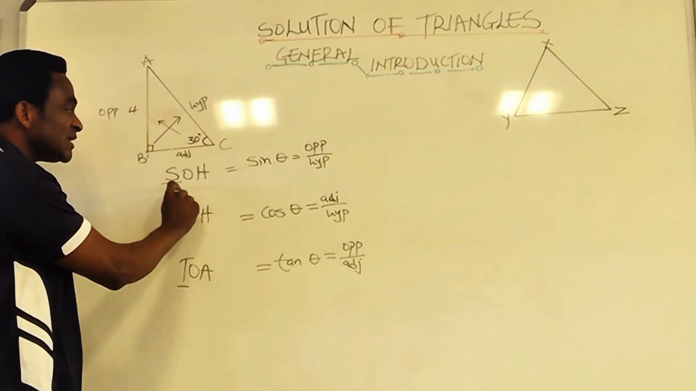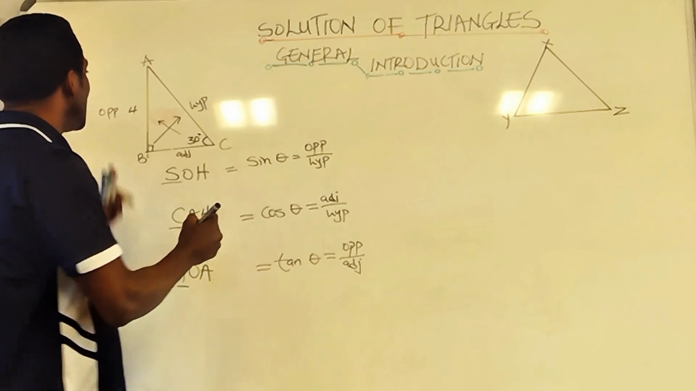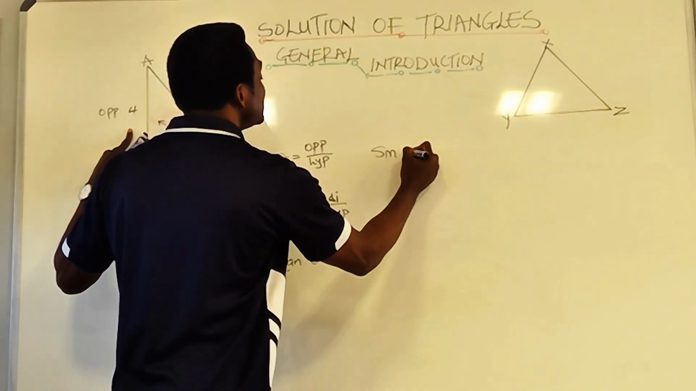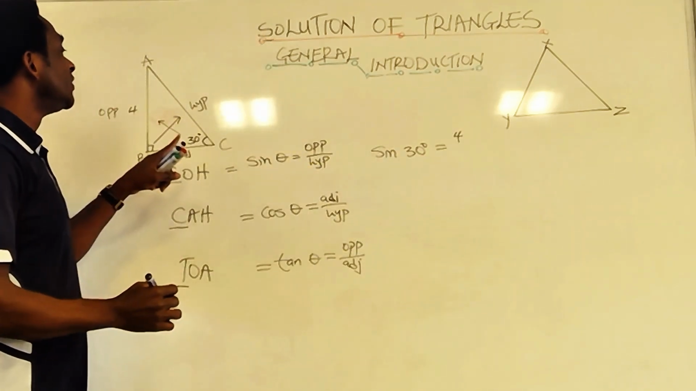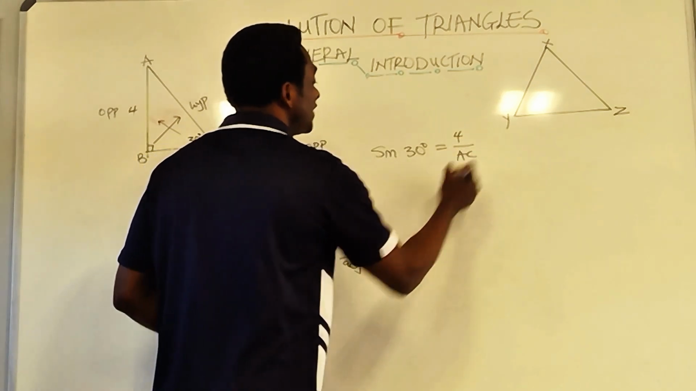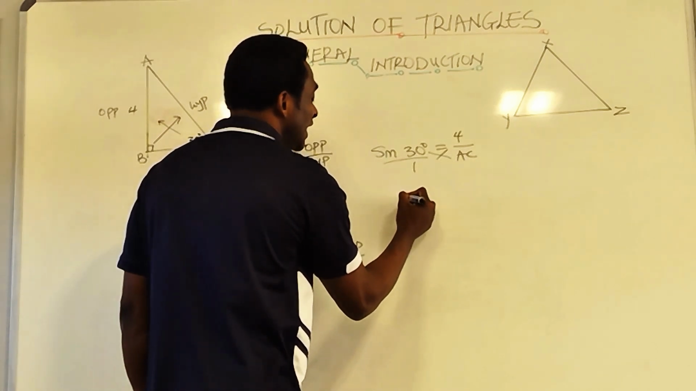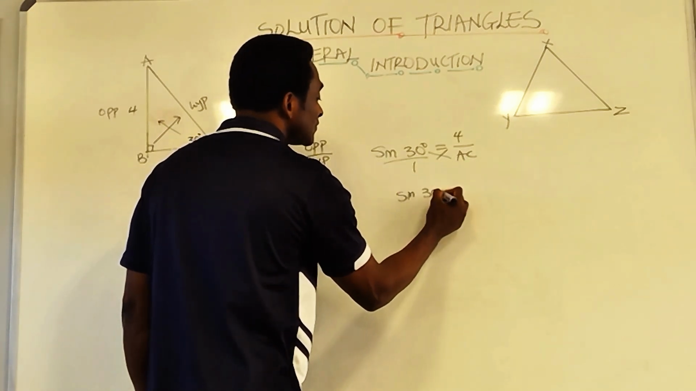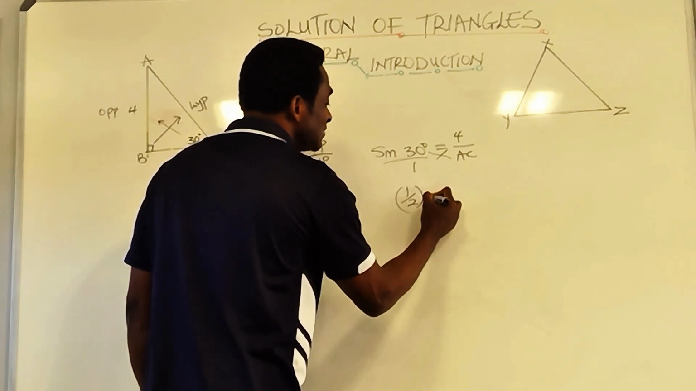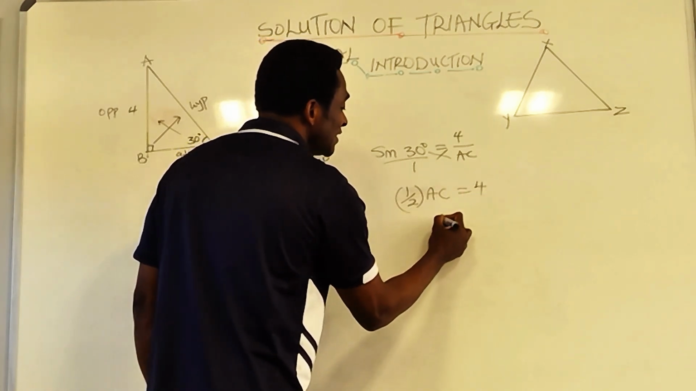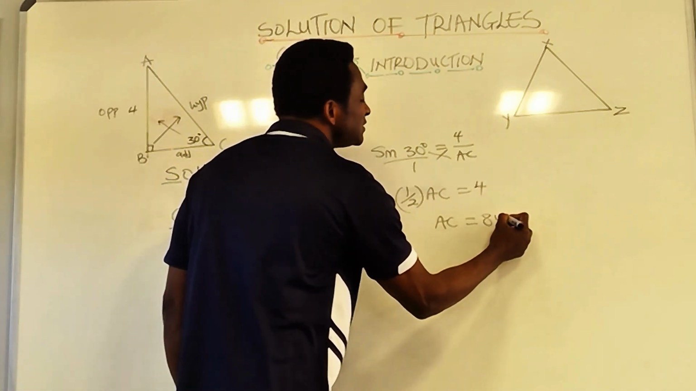Please remember, these letters cannot be swapped around, else they will give a different and wrong answer. So here, sine of 30 degrees is going to be opposite, which is 4 in the given triangle, over hypotenuse, which is the length of AC. To get the length of AC, if we cross multiply, we have sine of 30, which is half, times AC equals 4. Then if we divide both sides by the coefficient of AC, AC will be 8 units.